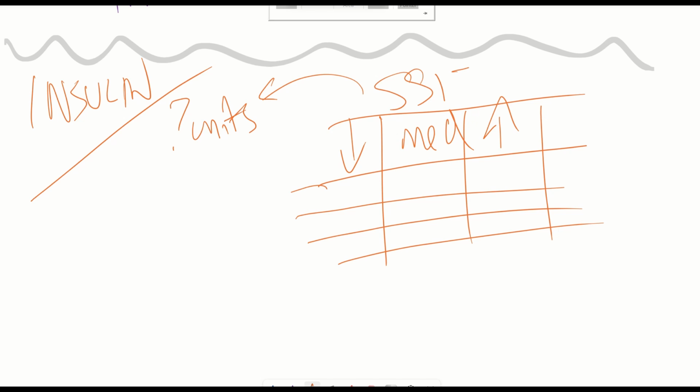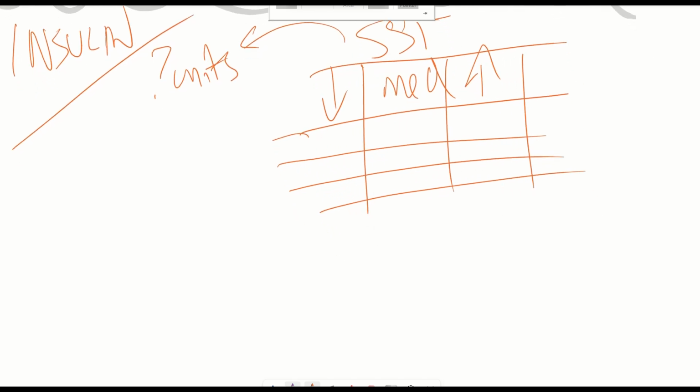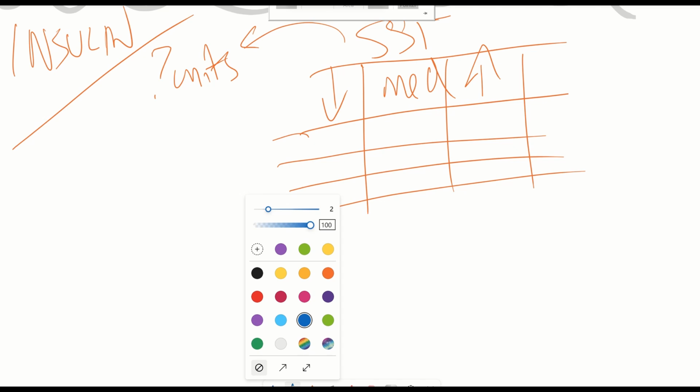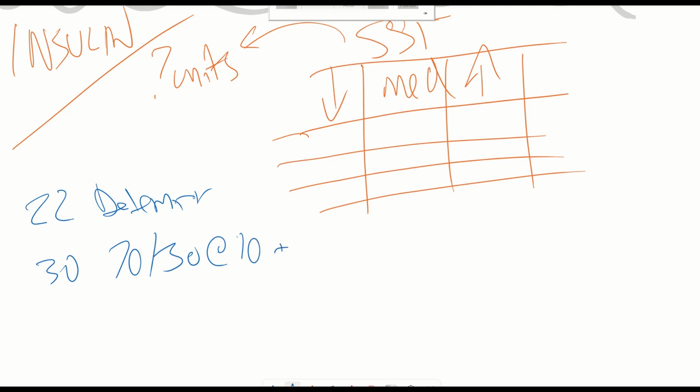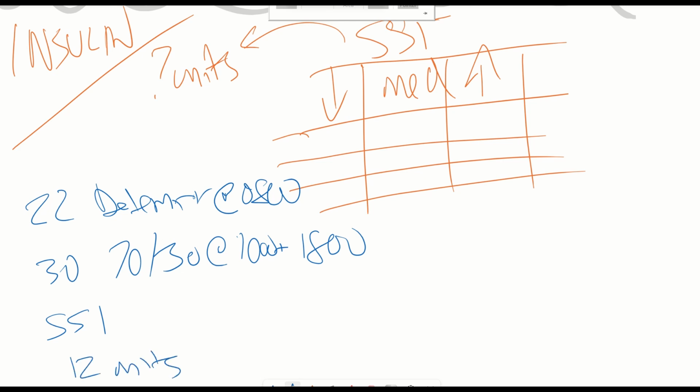You just have to make up numbers. We can get crazy and have a really sick diabetic patient. The diabetic patient is on 22 of Detemir at 0800. They get 30 of 70/30 insulin at 1600, let's say at 10 and 1800. They're on sliding scale insulin, and they're on preprandial insulin of 12 units of regular preprandial.